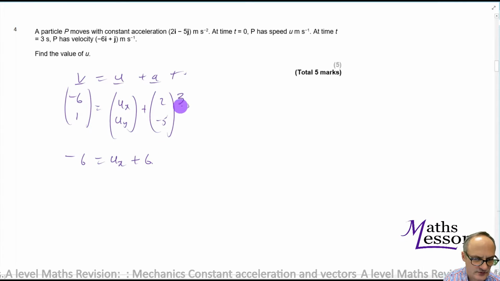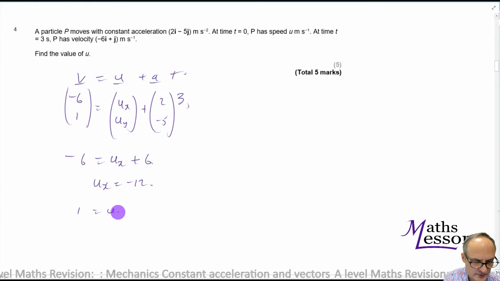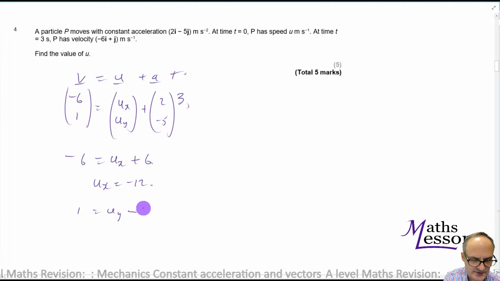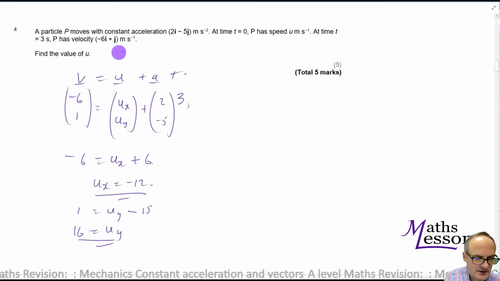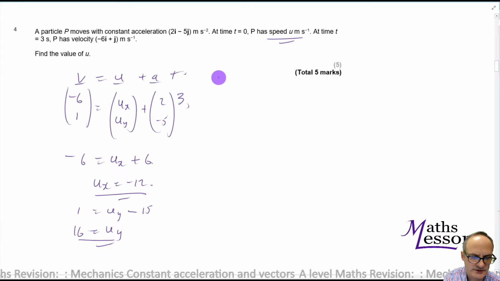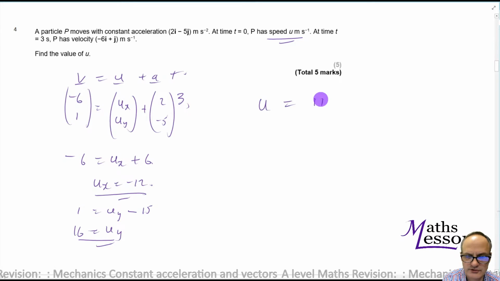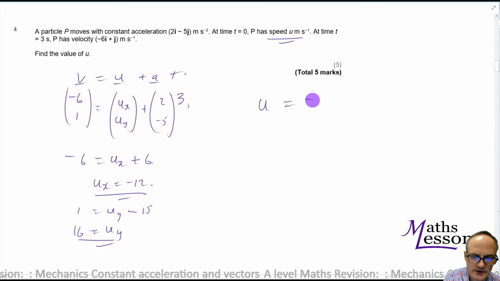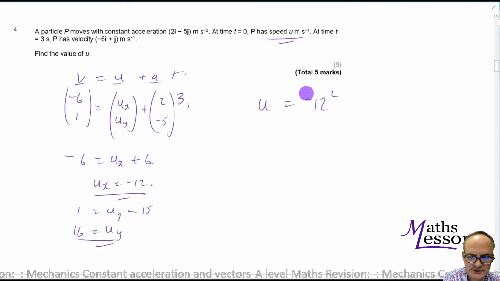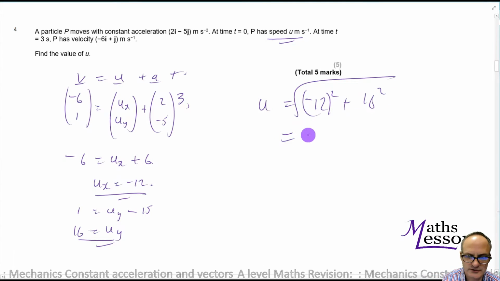So therefore, 6 equals ux plus 6, so ux will equal 0. Then we've got 1 will equal uy minus 15, so uy will equal 16. Now we want to find the speed u. So u will be equal to the square root of minus 12 all squared plus 16 squared, which is equal to 20.